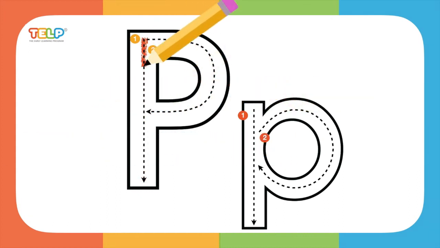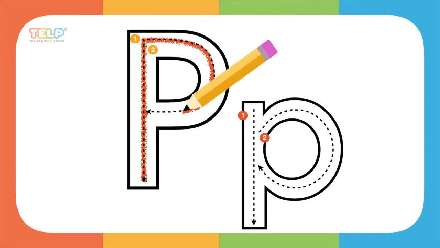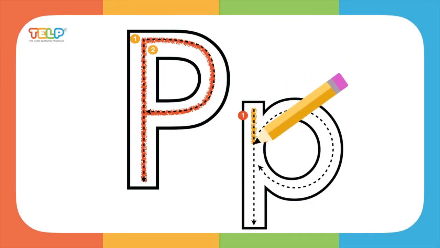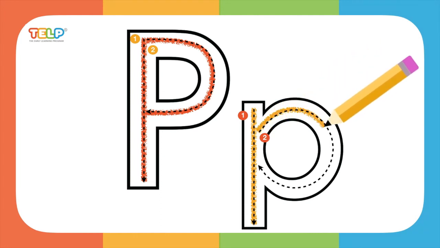At first, go slow, then you will know, so we can go, go, go. Start from the top, trace your way down, and write the letter now. Now you know how to write.